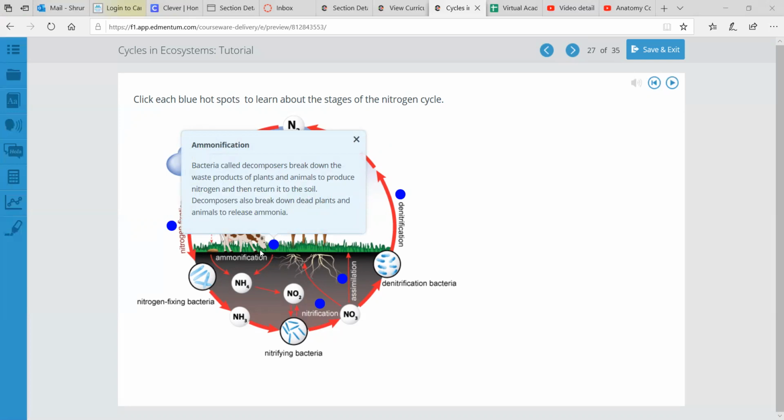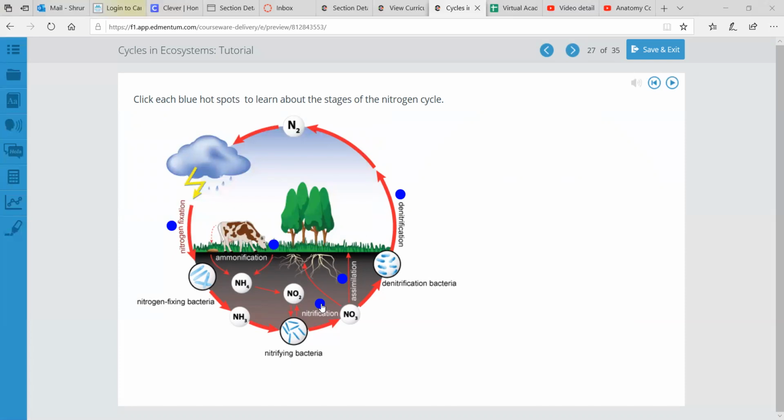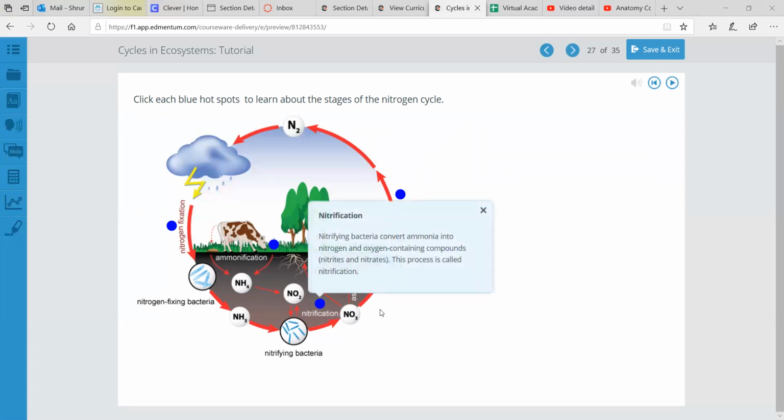So ammonification. Bacteria called decomposers break down the waste products of plants and animals to produce nitrogen and then return it to the soil. Decomposers also break down dead plants and animals to release ammonia. Nitrification. Nitrifying bacteria convert this ammonia into nitrogen and oxygen containing compounds, nitrites, and nitrates. This process is called nitrification.